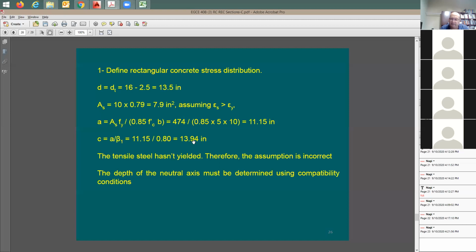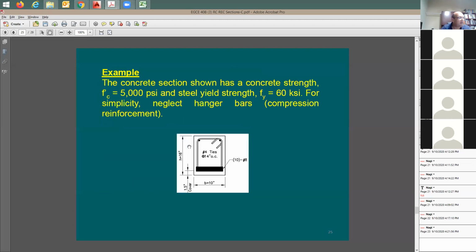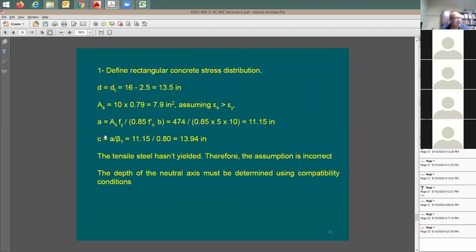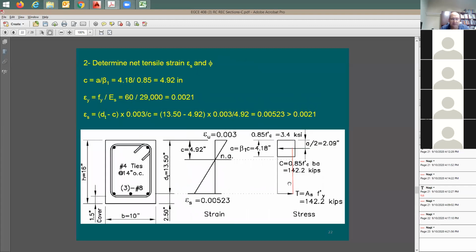So what happened? My analysis doesn't make sense because this c here, the depth, is going to be deeper than d. You remember d? d is equal to 13.5. Let me go here. You remember the depth, 13.5 inches. Now, my analysis says the depth is going to be 13.94. Let me take you back here to this picture. So in the new example here, the c, which is this neutral axis depth, turned out to be right here, even larger than d. So it doesn't make sense.